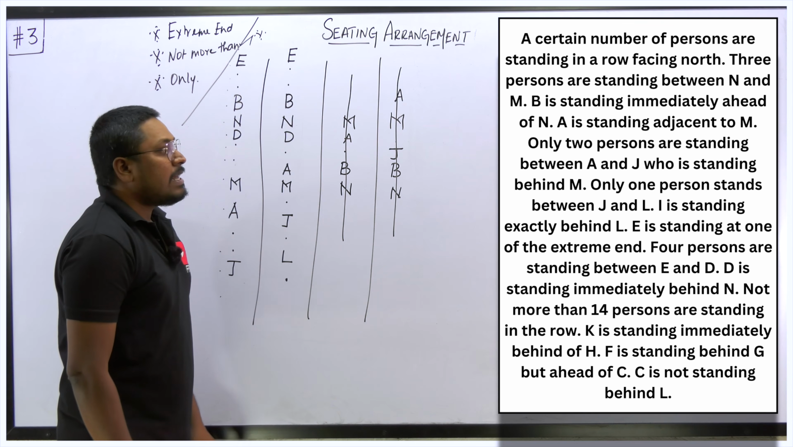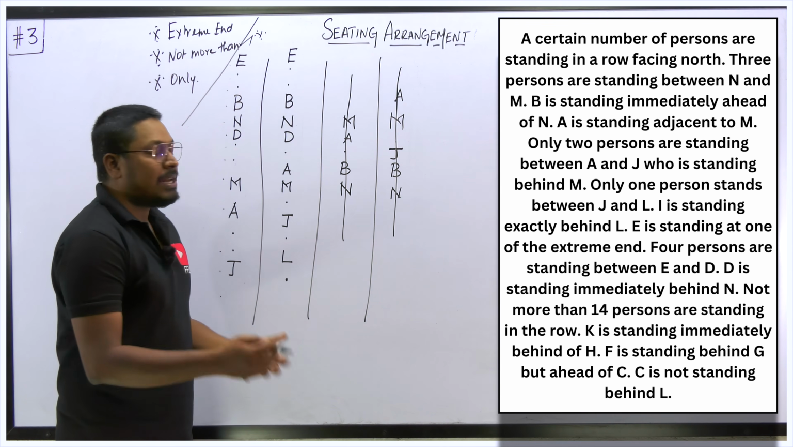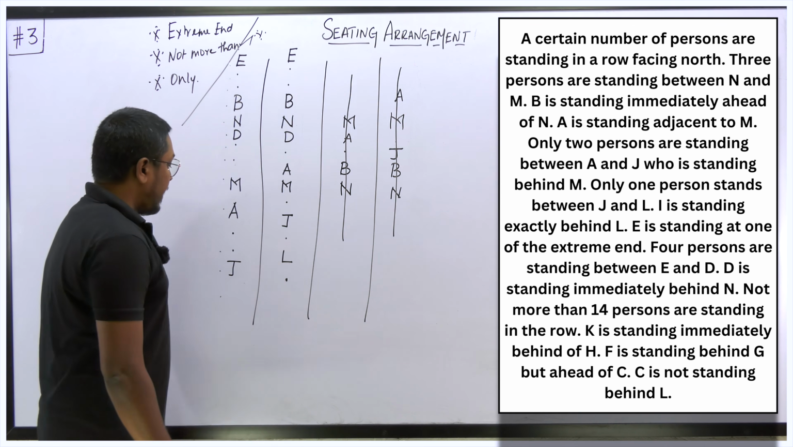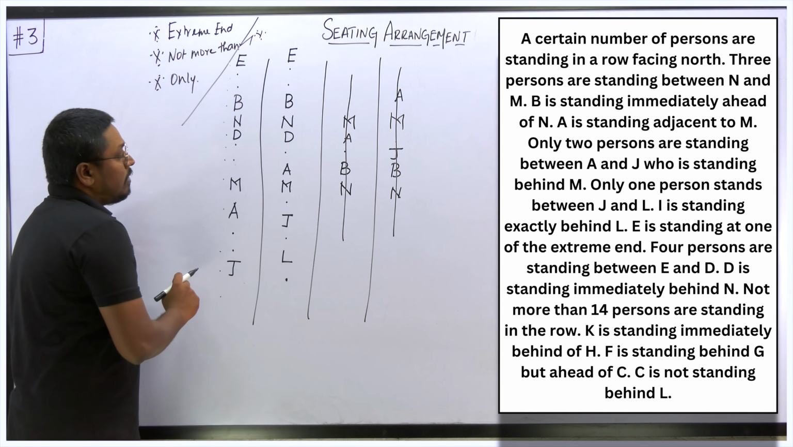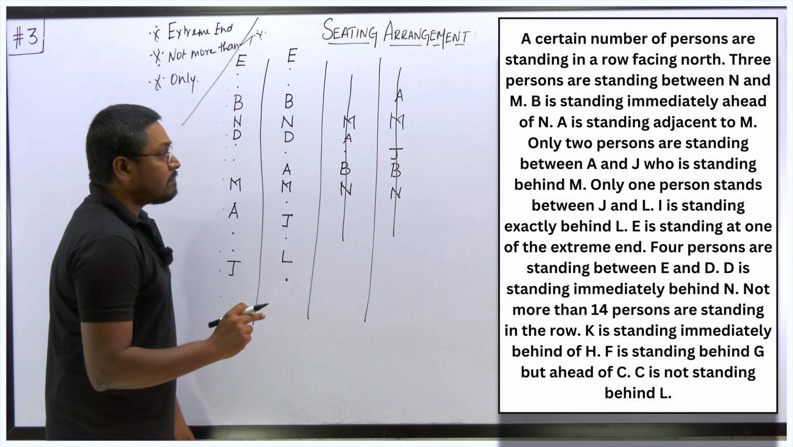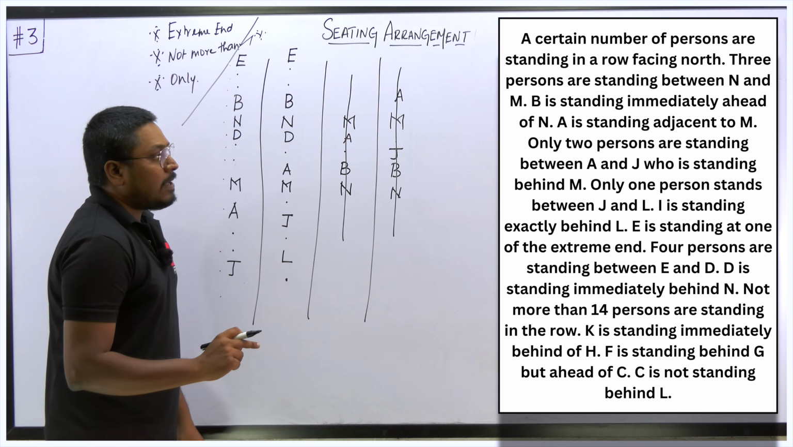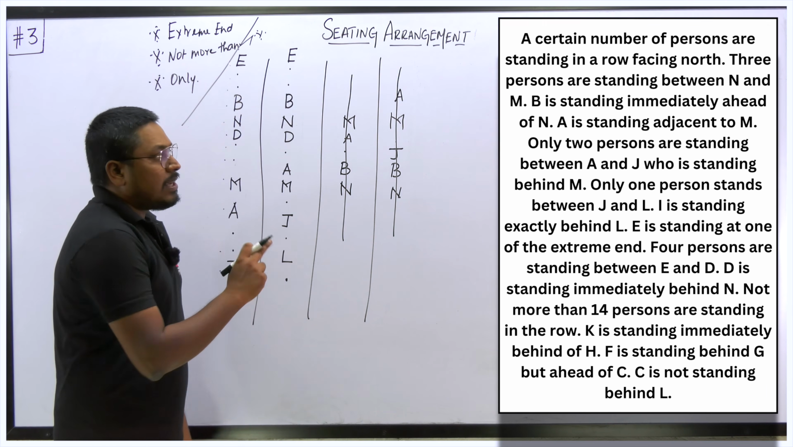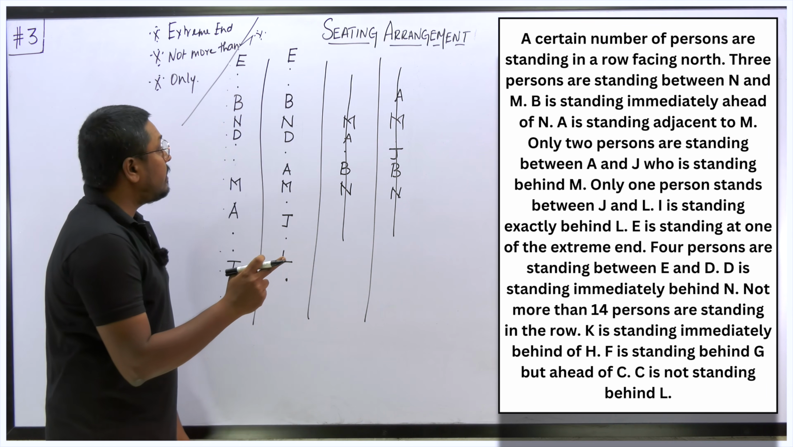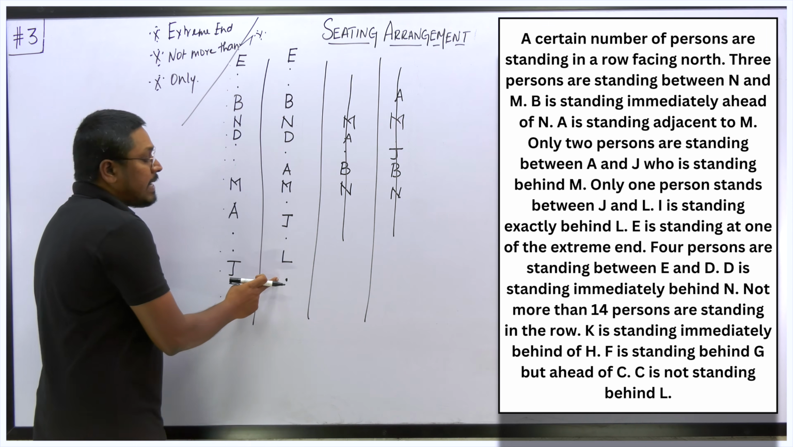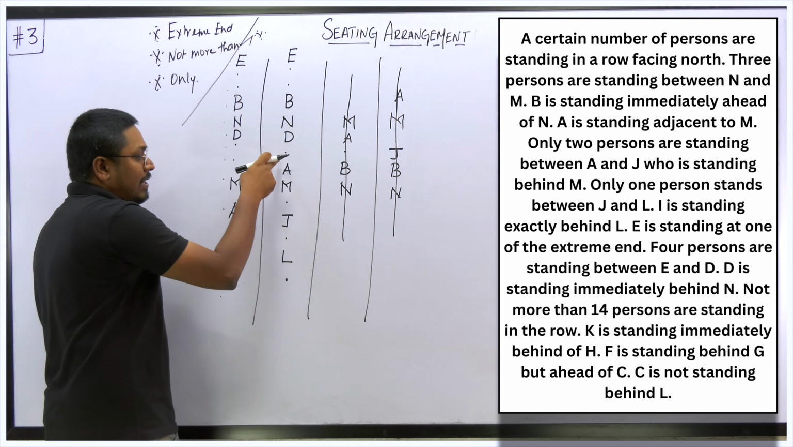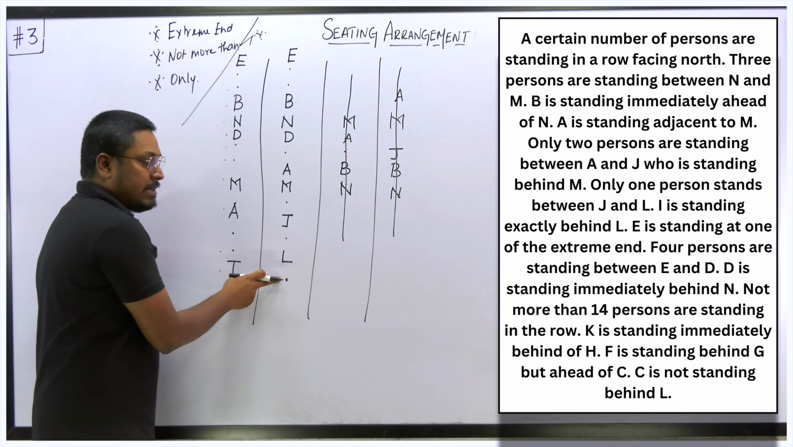So K is standing immediately behind H. So immediately behind H. So H backside, immediately it should be K. Okay, so next point is F is standing behind G but not ahead of... okay. So I think in this possible diagram we are getting only one chance. I should fix, because there is no other way, right? Because they have only one place remaining here.